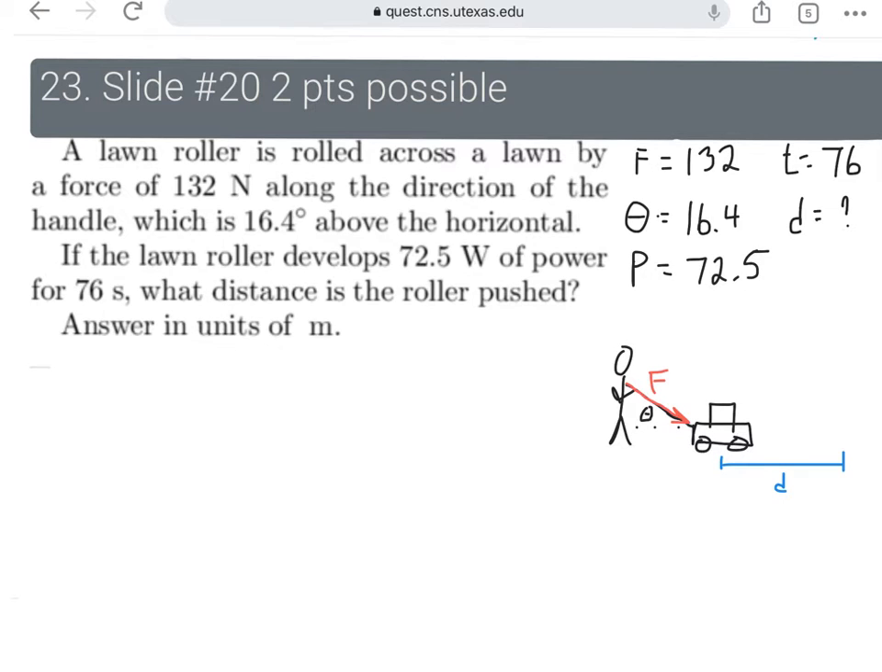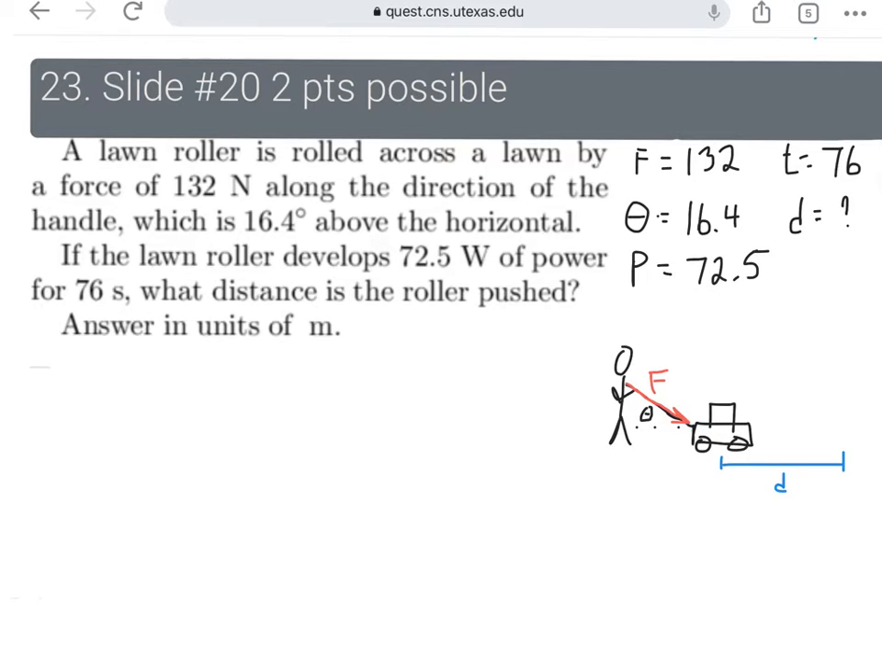Okay, so we have a lawn mower, and it's rolling across a lawn with a force applied to it of 132 newtons along the direction of the handle. So the force is being pushed down toward the mower, and the angle that it makes with the horizontal is 16.4 degrees.